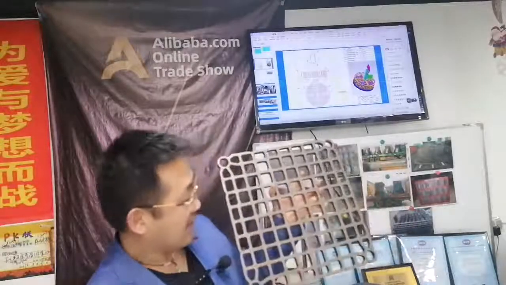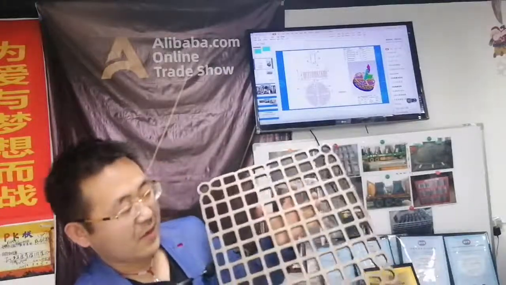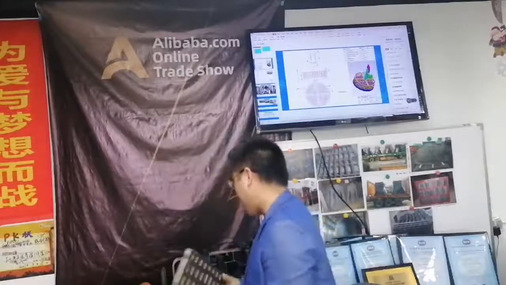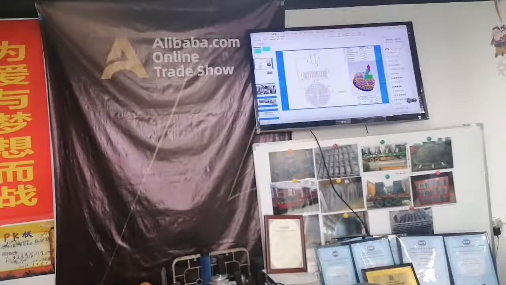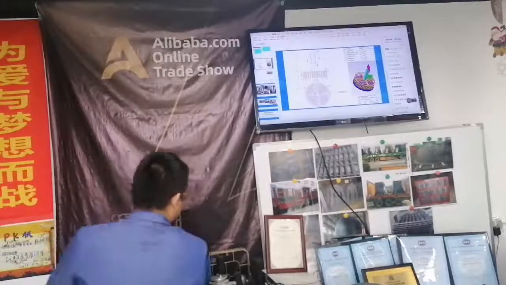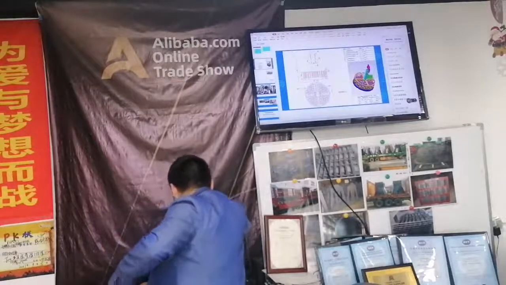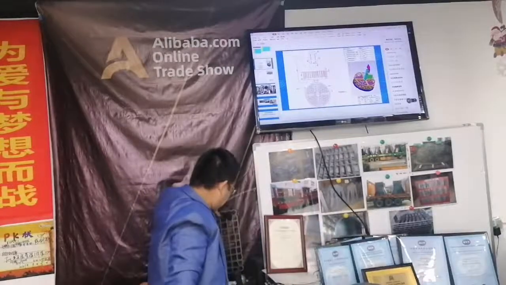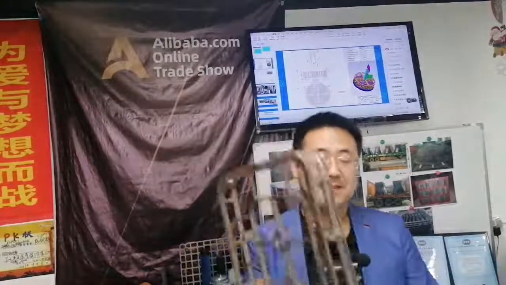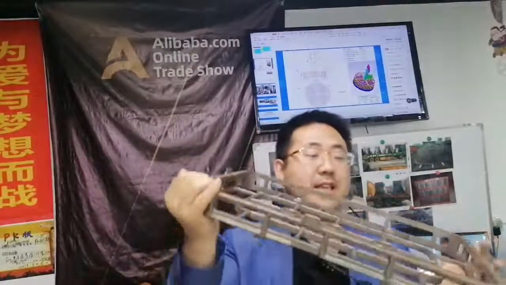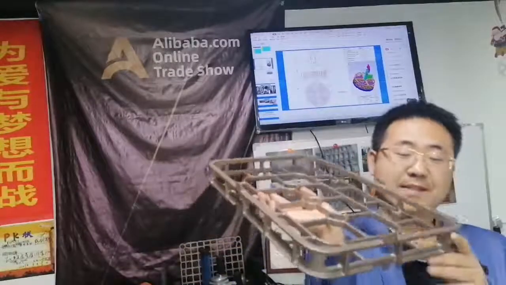And we also have another symbol, a heat treatment basket. Like this. This is a heat treatment basket, and we can look at this.